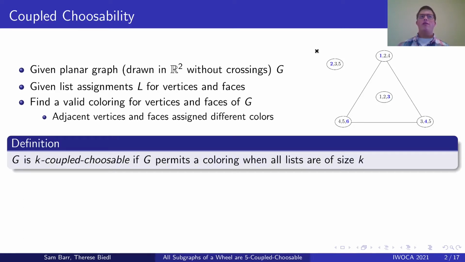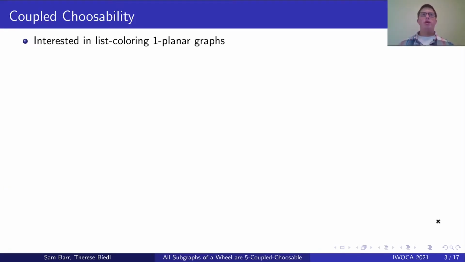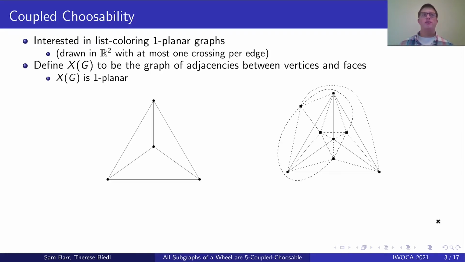We say that a graph is k-couple choosable if it permits a coloring when all lists are of size k. And we moreover define the list coupled chromatic number to be the smallest k such that G is k-couple choosable. More broadly, we're interested in list coloring one-planar graphs, where one-planar graphs are the graphs that can be drawn in the plane with at most one crossing per edge.